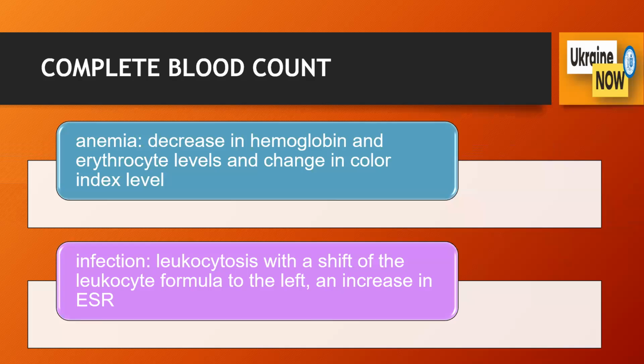A complete blood count aids in diagnosis of anemia. It also detects changes in the blood-formed elements. In adults, GIT bleeding is the most frequent cause of anemia. Infection can often be detected: leukocytosis with a shift of the leukocyte formula to the left, eosinophilia, and an increase in erythrocyte sedimentation rate indicate an inflammatory process.